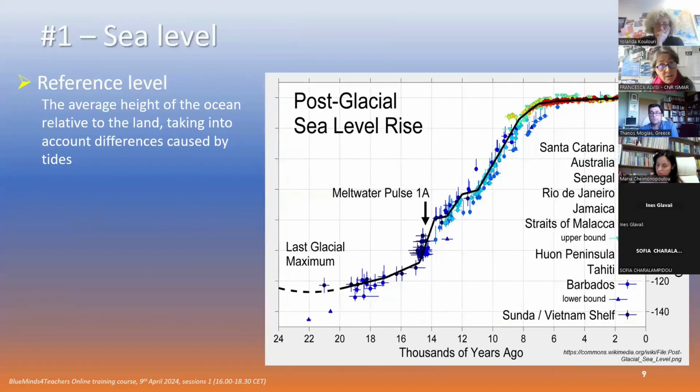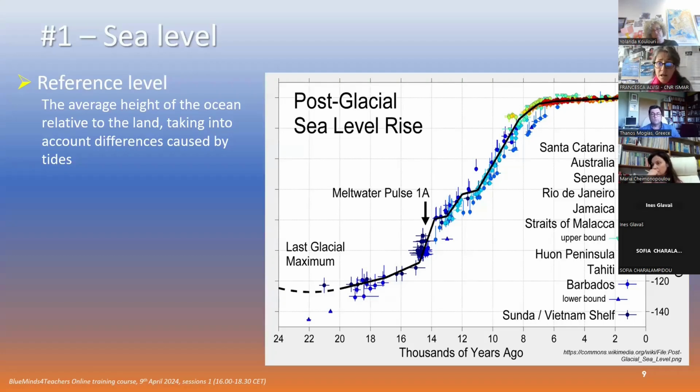And last but not least is the sea level. As I told you before, the sea level is very important because it's a reference level for our topography, our calculation of altimetric and bathymetric measures, for all our measures that are referred to the Earth's surface. So the reference level is the average height of the ocean relative to the land, taking into account differences caused by tides.